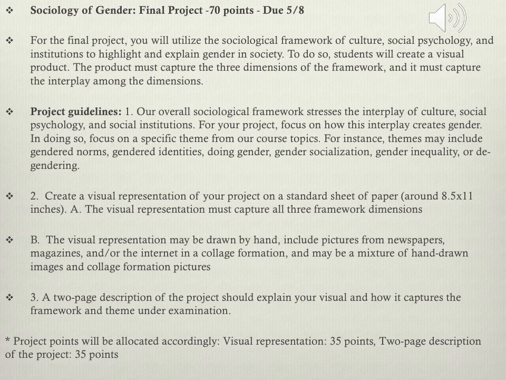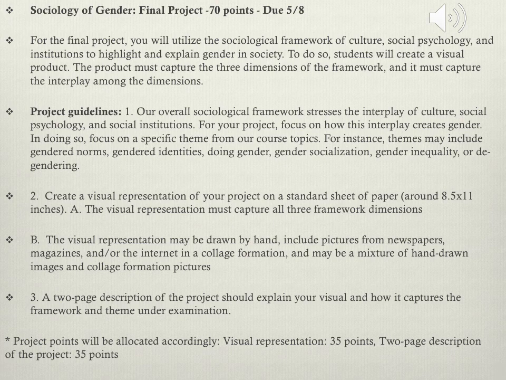All three parts, the culture, the social psych, and the institution, and how the three parts individually relate to your theme, and how there's also an interconnection among the three that come together to connect to your theme. So for the second part of the project, the two-page description, basically you're going to be describing what your visual is and how that visual captures the theme and how it captures our course framework, the three different dimensions.